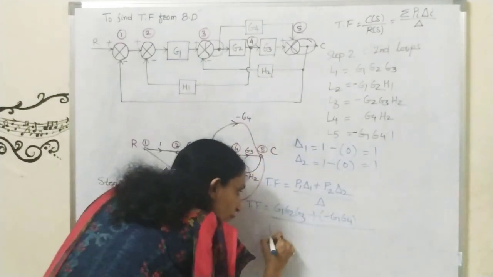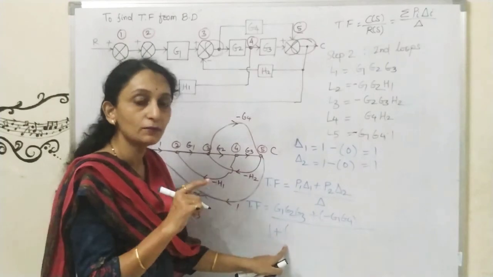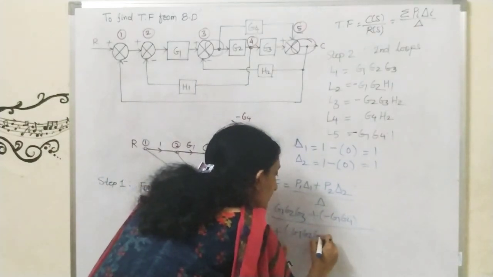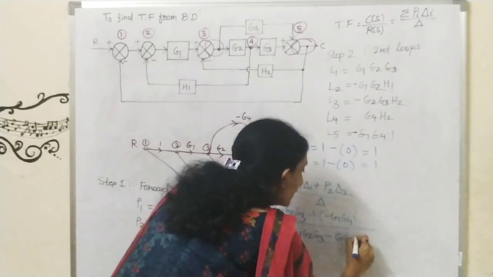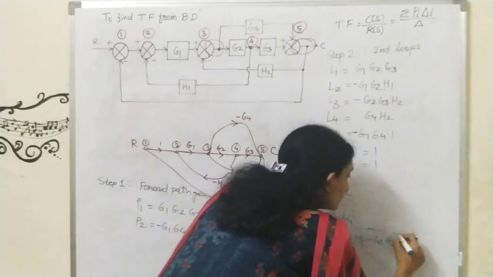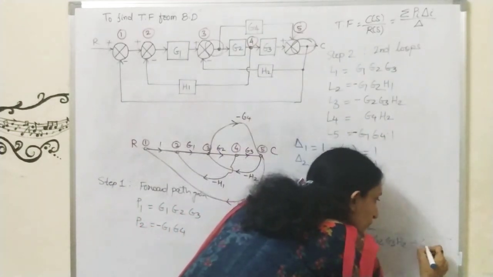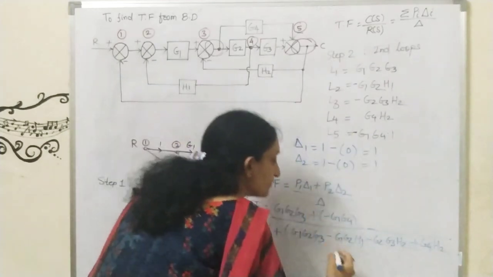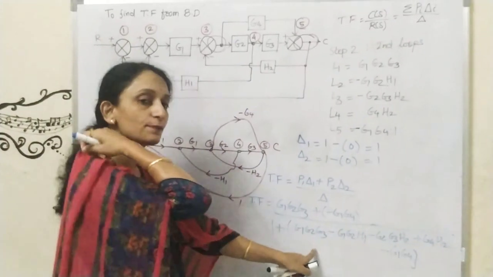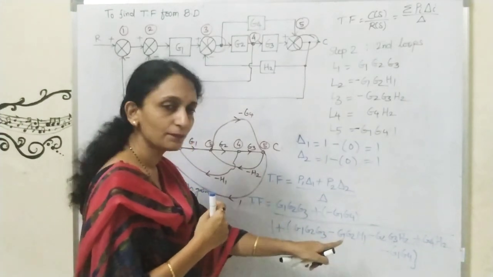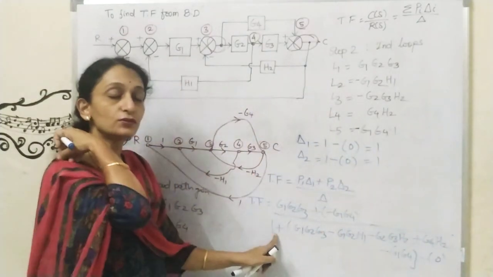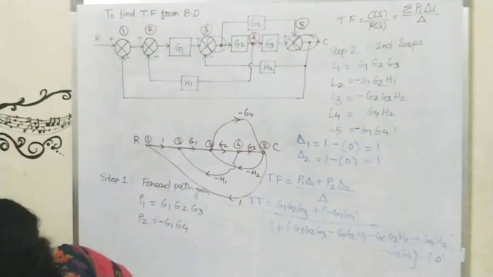Then upon, in bracket, 1 plus, in the first bracket we need to consider the sum of all individual loops. So I will put here G1, G2, G3 minus G1, G2, H1. Then the third loop is minus G2, G3, H2. Then the fourth loop is plus G4, H2. Then minus G1, G4. So this is your first bracket. In the second bracket, as we know that there is no pair of two non-touching loops, otherwise we would put the values here with a minus in bracket, but as there is no pair of two non-touching loops, no need to write this second bracket.